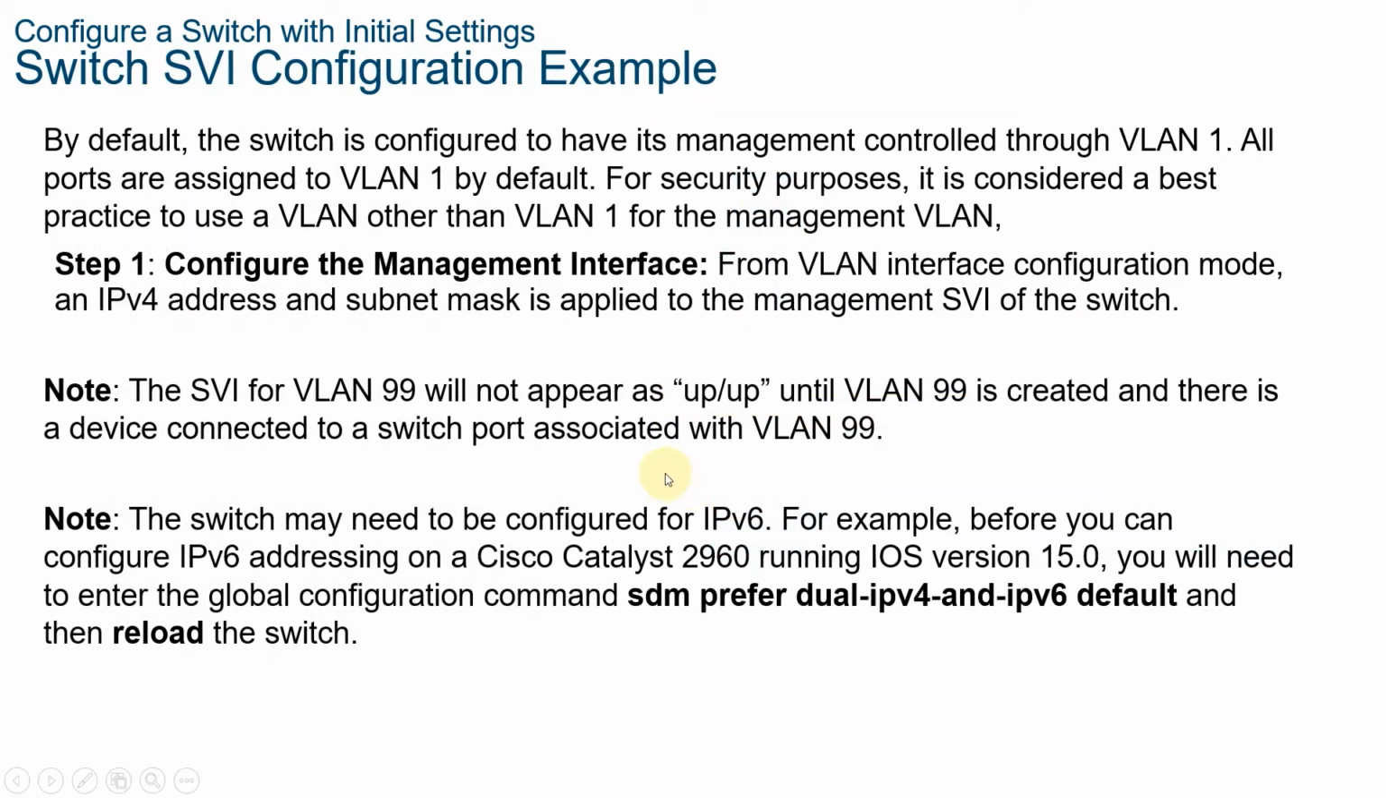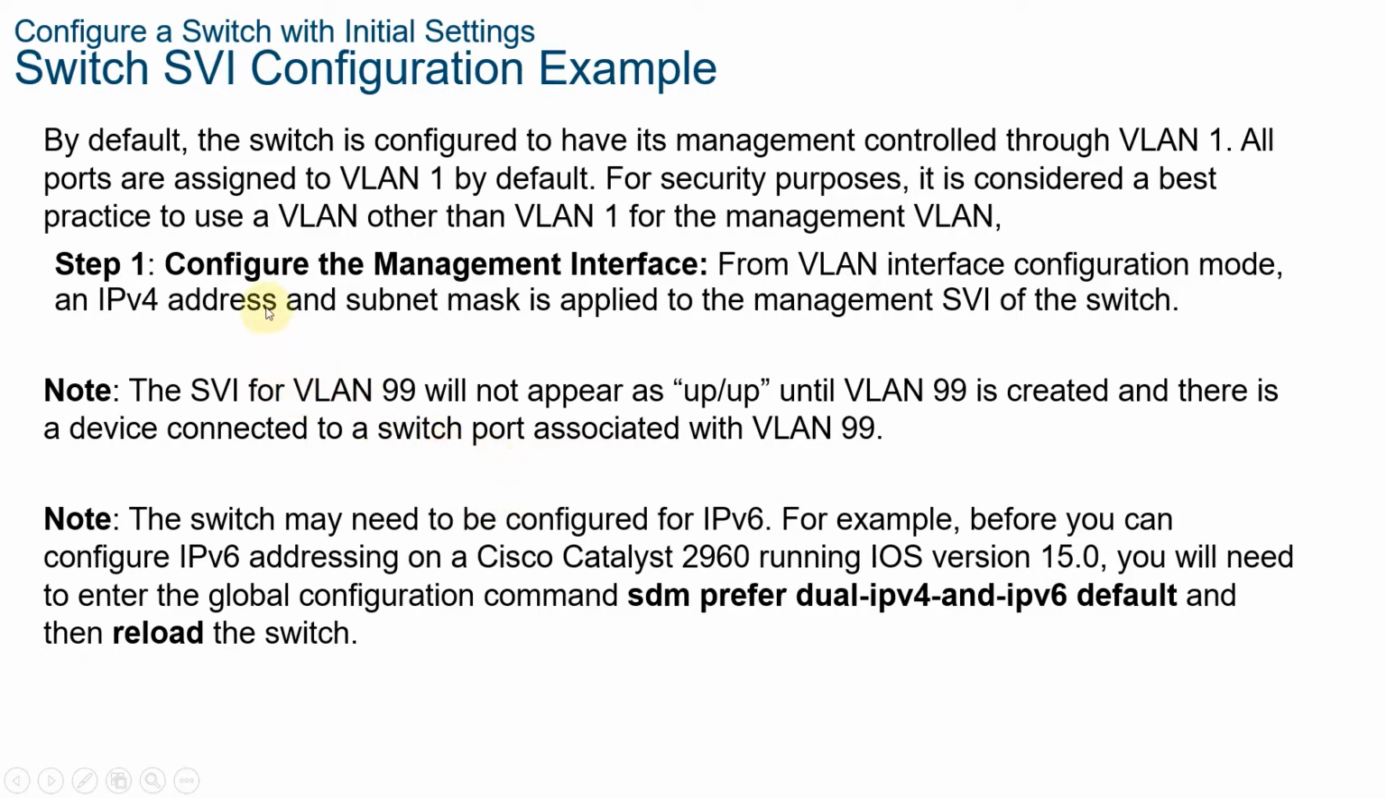By default, the switch is configured to have its management controlled through VLAN 1. All ports are assigned to VLAN 1 by default. For security purposes, it is considered a best practice to use a VLAN other than VLAN 1 for the management VLAN, such as VLAN 99 in the example. Now, the steps to configure switch management access.